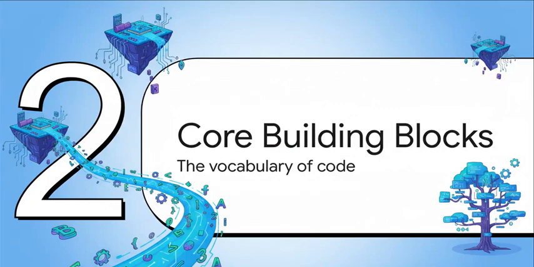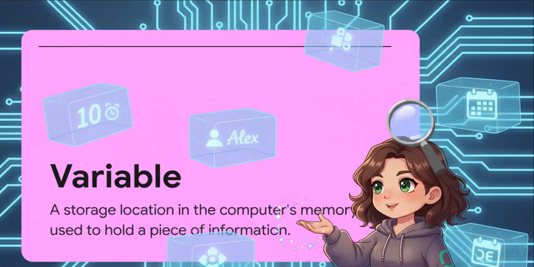So how does this all work in practice? Well, just like any language, programming has its own vocabulary and its own grammar. Let's look at the absolute core building blocks you'll use to write those instructions. First up, we have the variable.